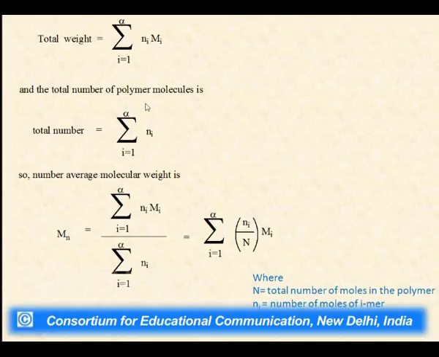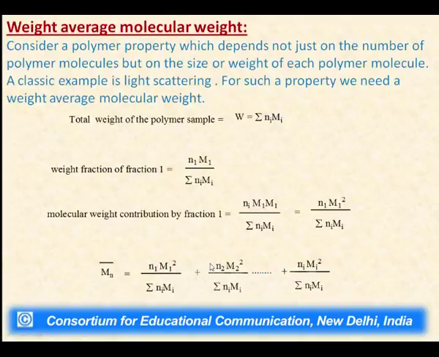So, the total number of polymer molecules will be represented like this. The number average molecular weight will be the ratio of these two properties, where capital N is the total number of moles present in the molecule and the small ni is the number of moles of i-mers, that is, the total number of monomers present.